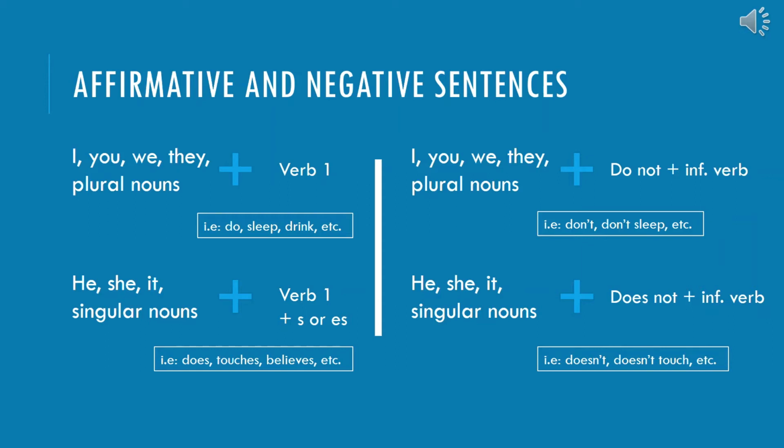we follow it with the infinitive form of the verb, as in don't sleep, don't eat, don't drink, and so on. And if it was a singular noun or any pronoun that's singular, we add doesn't and we follow it with the infinitive form of the verb, as in doesn't eat, doesn't touch, doesn't believe, and so on.